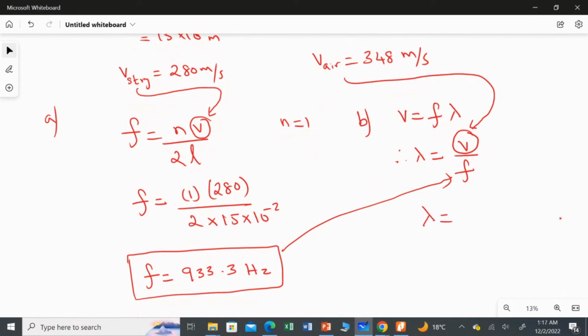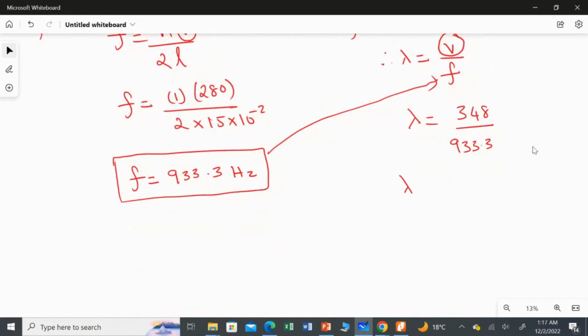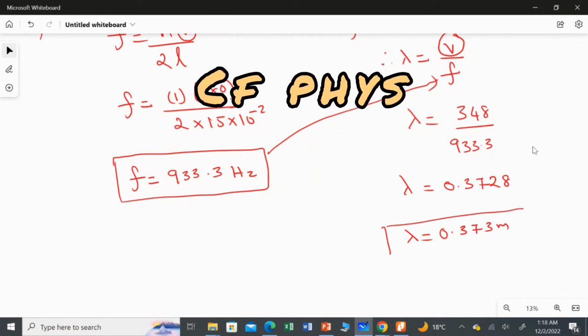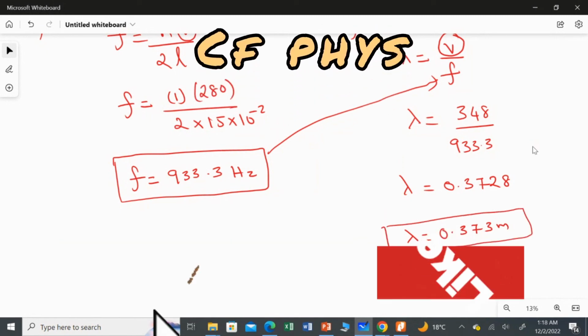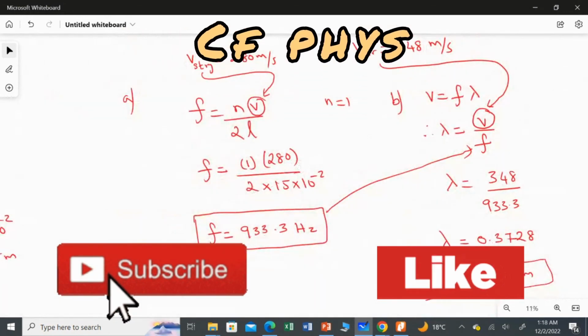Therefore, lambda is equal to 348 over 933.3. So let's see what is the answer, which is 0.3728 meters. So I can write to 3 digits, 0.373, and the unit for the lambda is meter, right? So this is the answer for the B part. Clear? That's it. Thank you.